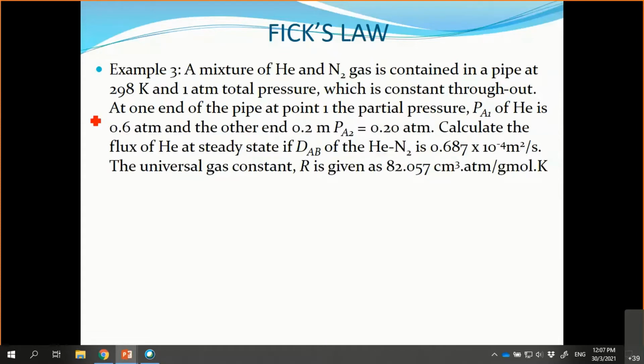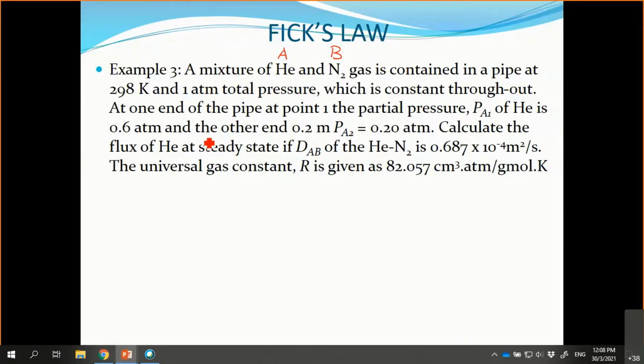At one end of the pipe, at point number 1, the partial pressure PA1 of helium, so we can label helium as A and the other one, our nitrogen, as B, right? The partial pressure of helium at point 1 is 0.6 atm, and at the other end, 0.2 meter away, the partial pressure PA2 at point 2 is 0.2 atm.